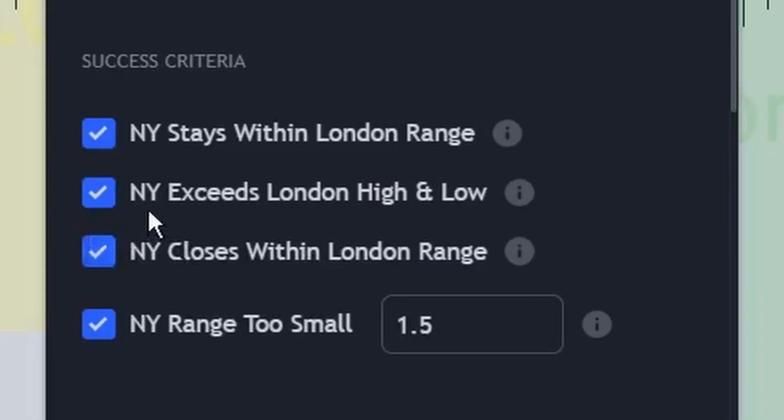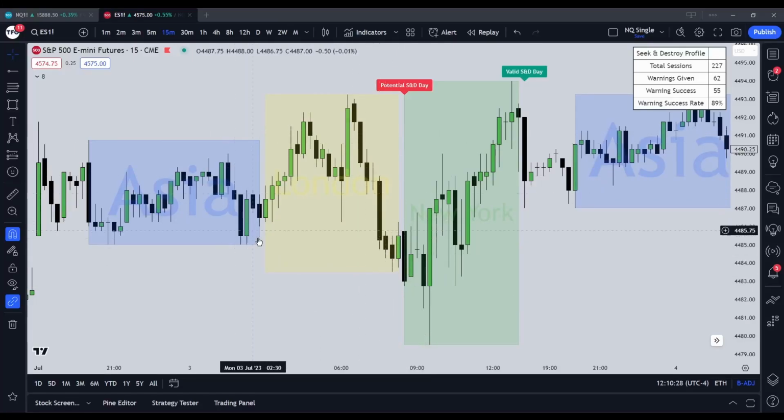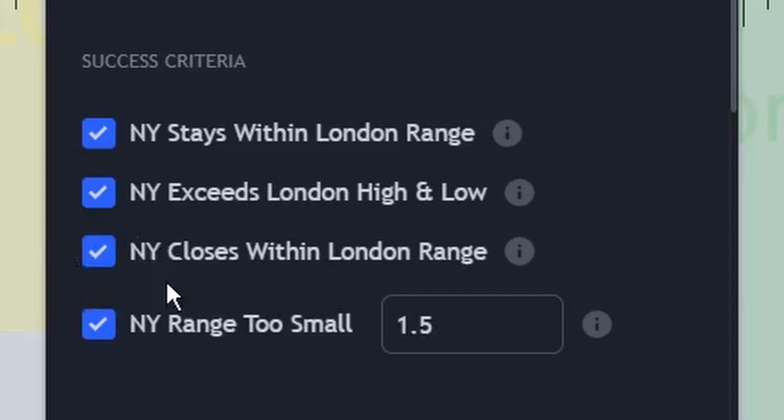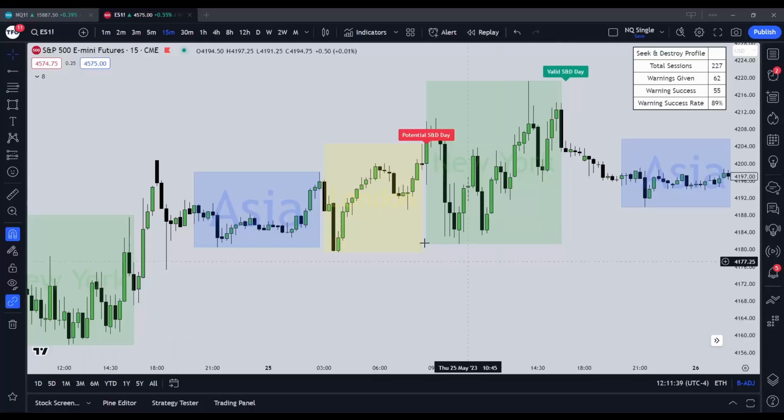The second criteria is essentially an outside day where New York exceeds both the London high and low. And you can see we have that here. London takes both sides of Asia, New York takes both sides of London. And as a result, we get a valid seek and destroy day. Another one to consider is that New York closes within the London range. So we have an example here where New York does not take the low of London. It does take the high, but then it closes back within the original range set by London.